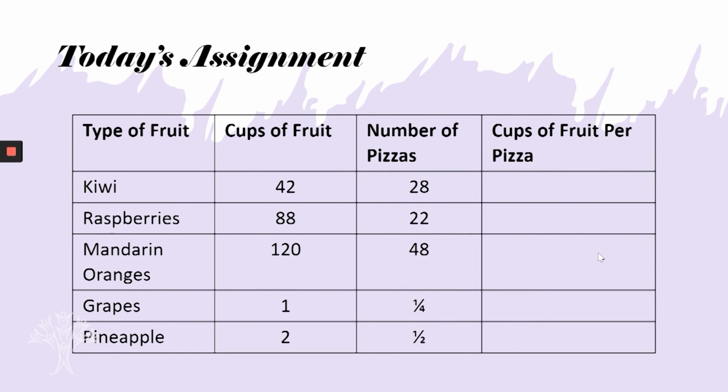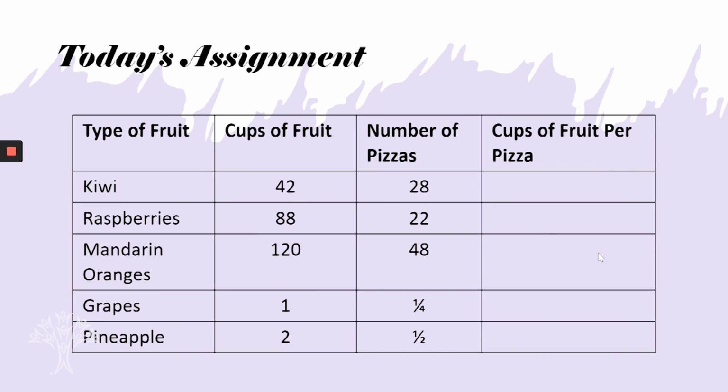Okay, 5th graders, here's today's assignment. You're going to continue what we were doing, and you're just going to fill in the blanks on this chart. Make sure you communicate with your teacher on how they want you to turn that in. So for 42 cups of kiwi, you can make 28 pizzas. How many cups of fruit per pizza is that? With 88 cups of raspberries, you can make 22 pizzas. How many cups of fruit per pizza is that? With 120 cups of mandarin oranges, you can make 48 pizzas. How many cups of fruit per pizza is that?